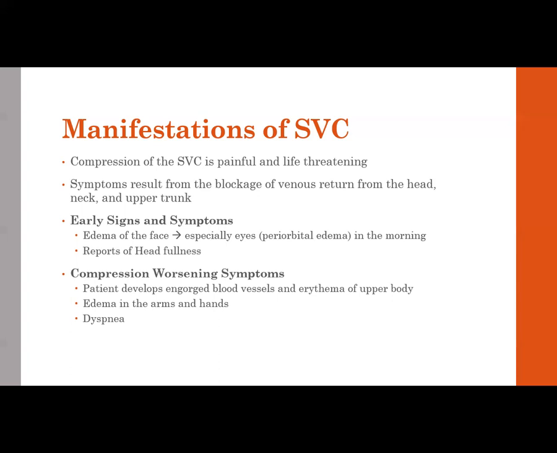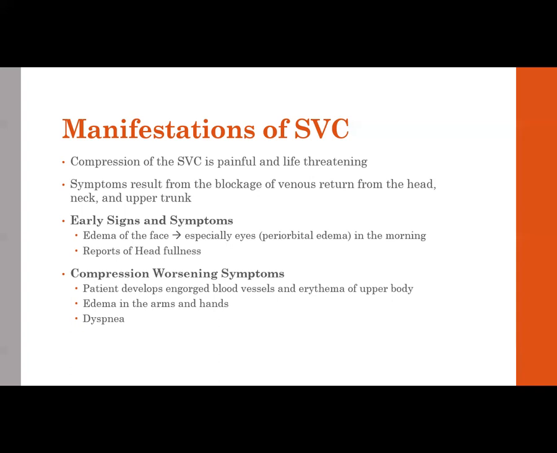So one of the early signs is edema of the face, especially around the eyes. When you have edema around the eyes, it's called periorbital edema. So anytime you see periorbital edema, what we're talking about is that edema around the eyes. And you'll especially see that in the morning, as well as reports of head fullness. Those are subtle signs that you want to look for, because if you see that, you're going to want to be alert that this could be a potential oncological emergency.